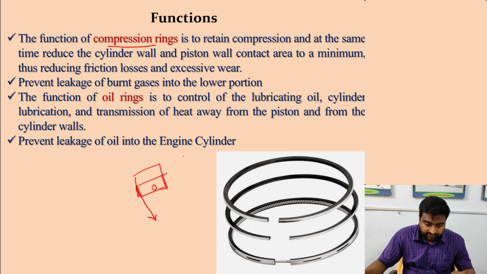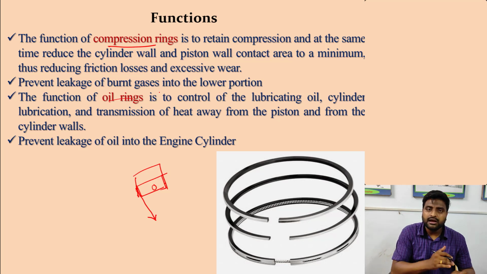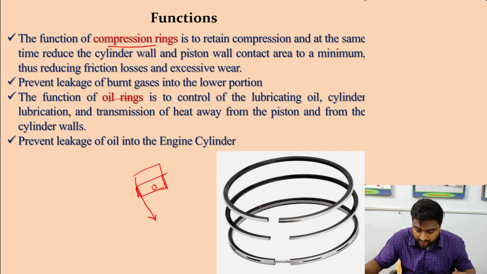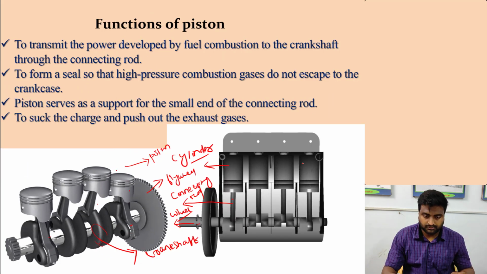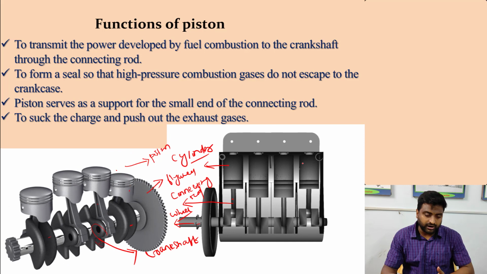Then what is the oil ring? As I have told you, it helps to lubricate the cylinder, valve and the piston. You can see over here the slots are given, so through the slots the oil oozes out and helps to lubricate the cylinder and the piston. Right? So these are the functions I have already told you.